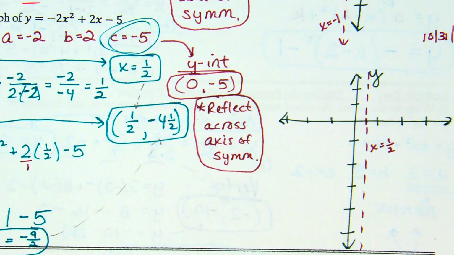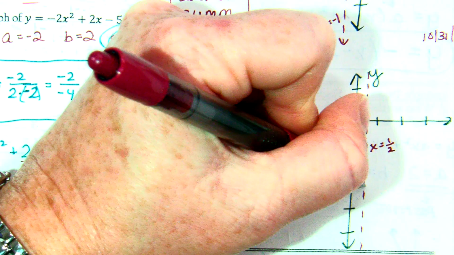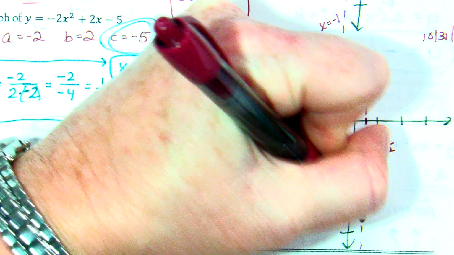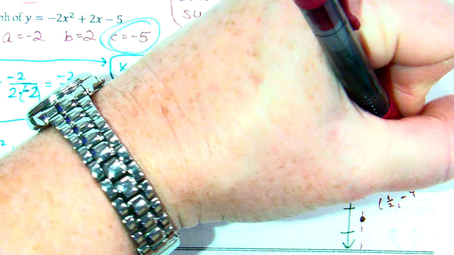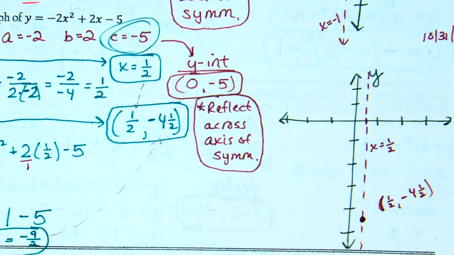Where's my vertex? So 1/2, negative 4.5 means we go right a half, so that puts us on our axis of symmetry, and now we're going to go down 4.5. So 1, 2, 3, 4.5. The main reason for this purpose I left it as negative 4.5 and didn't put negative 9/2, because you guys know better where 4.5 is than 9/2 is. Okay.